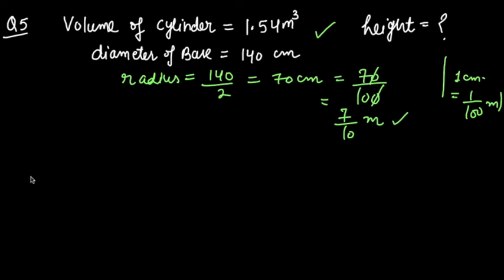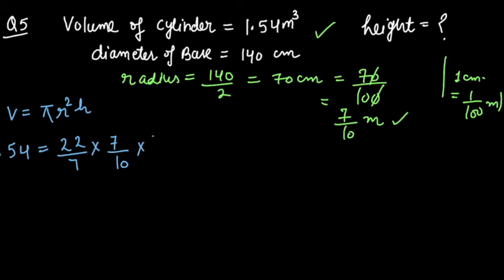Let's calculate the volume. Volume of the cylinder is pi r square h, right? Volume is given as 1.54. The value of pi is 22 by 7. Radius is 7 by 10 into 7 by 10, and height we have to calculate, let's say h. So if I remove this decimal from here, I can write 100 here, because there are two digits. Now these two zeros I can cancel with here. This 7 you can cancel with this 7.